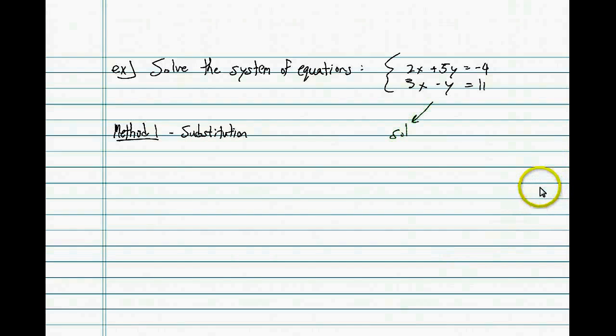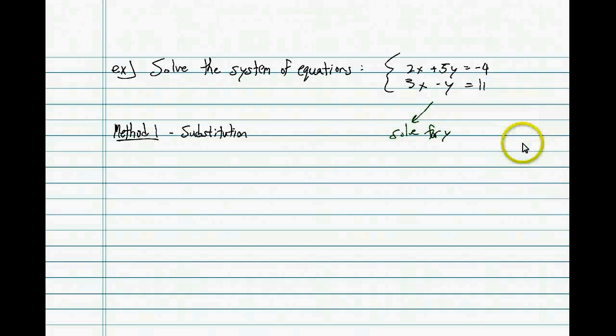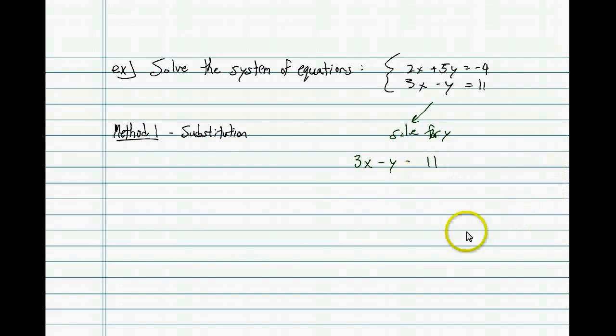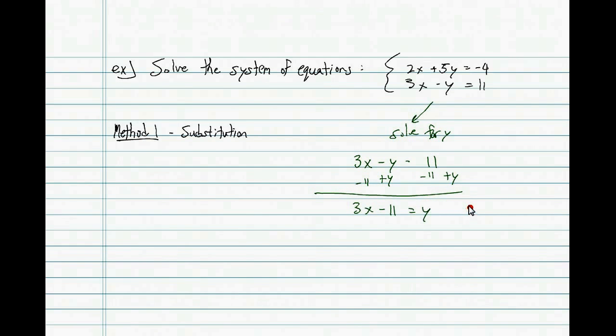Okay, so let's rewrite this equation. Now we want to solve for y. In the second equation, rewriting that down, we get 3x minus y equals 11. So we're going to add y over to the right-hand side and then subtract 11 from each side to move the 11 to the left to get the result that 3x minus 11 is equal to y. Now what we're going to do is take that expression, substitute that for y in the first equation.